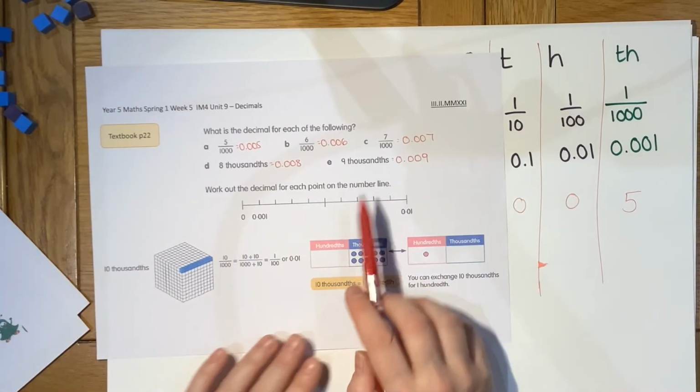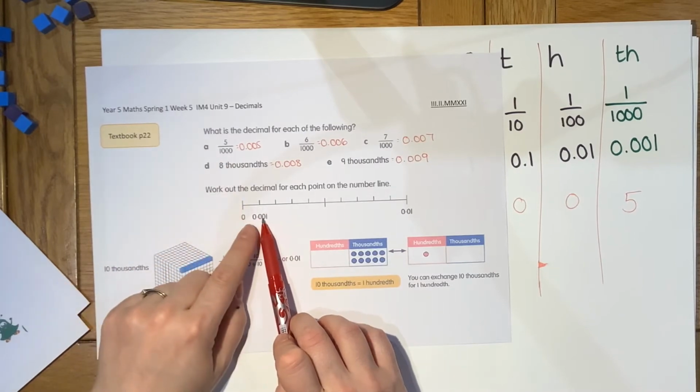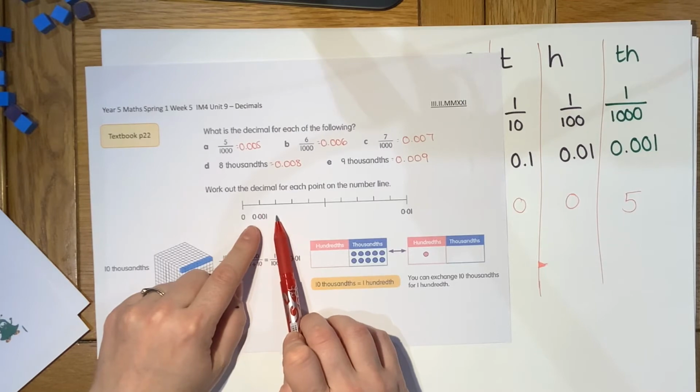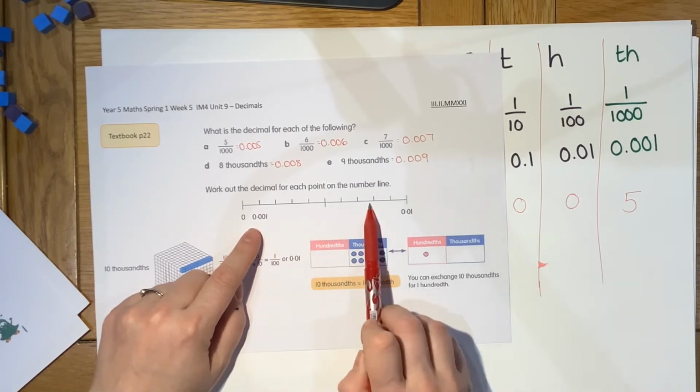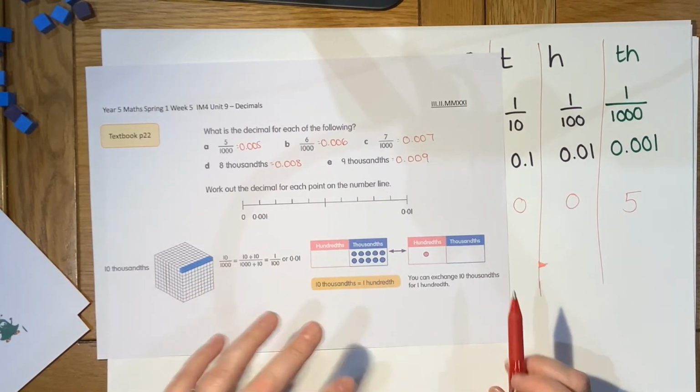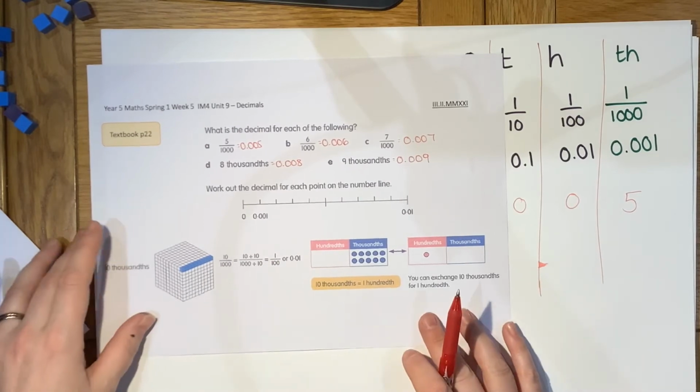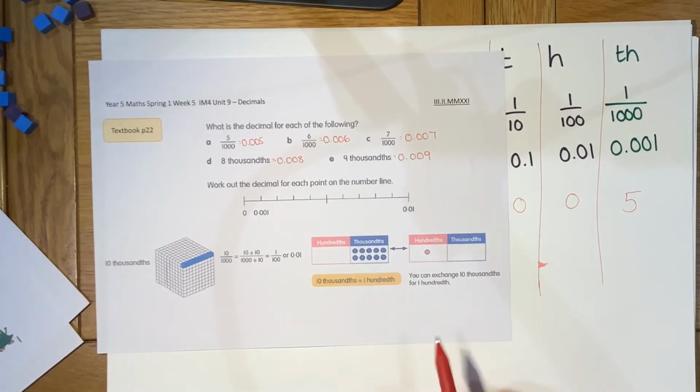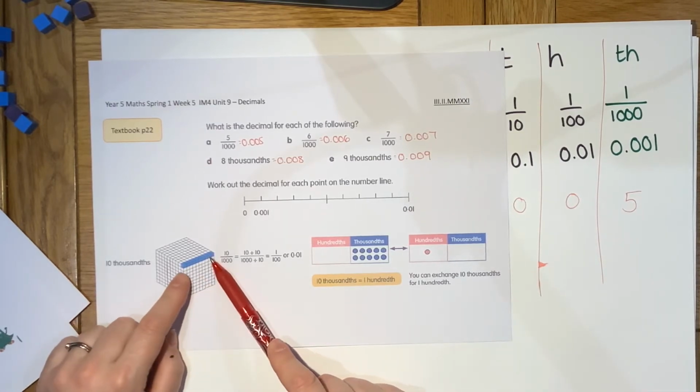If we were going along the number line, again, we'd be going up in thousandths at a time. So we'd go 0.001, 0.002, and so on. I'm not going to say all of them because I have already said the word zero an awful lot of times in this video. Okay, so let's move on then to thinking about if we had 10 of those thousandths.